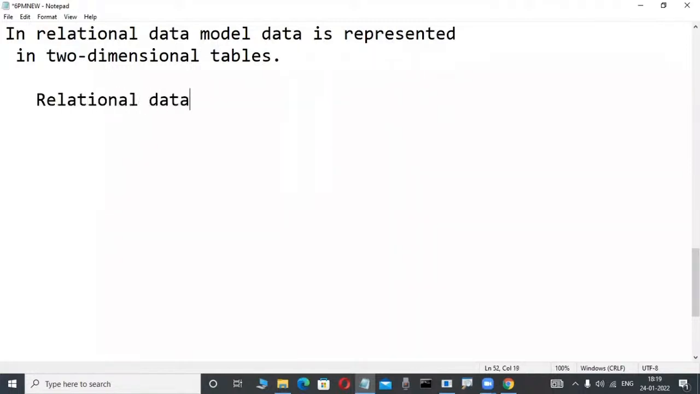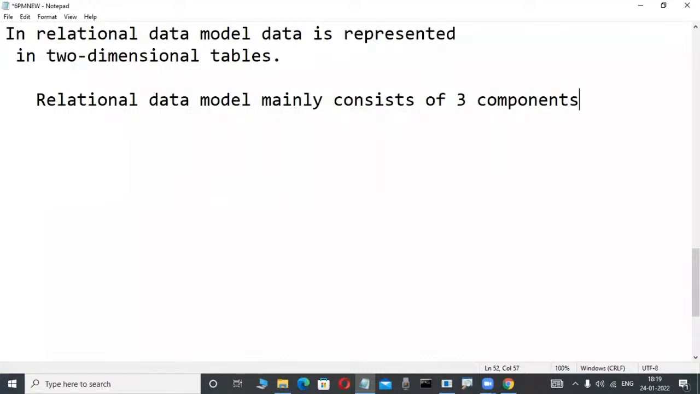A relational data model mainly consists of three components. What are those components? You must be familiar with these names before we start our course. Concentrate here.